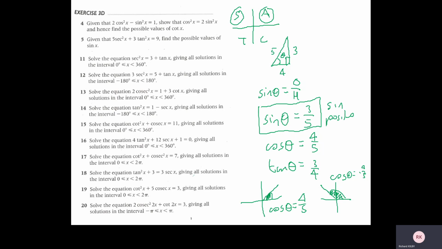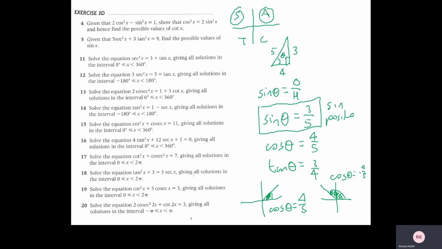So for number 5 there, you can, if you want to, work out the values of x and sub them back into sine x. But it's easier once you know what tan is. Once you know what tan is, draw a little triangle. You know the opposite and adjacent, work out the hypotenuse, and from that you can work out what sine is.